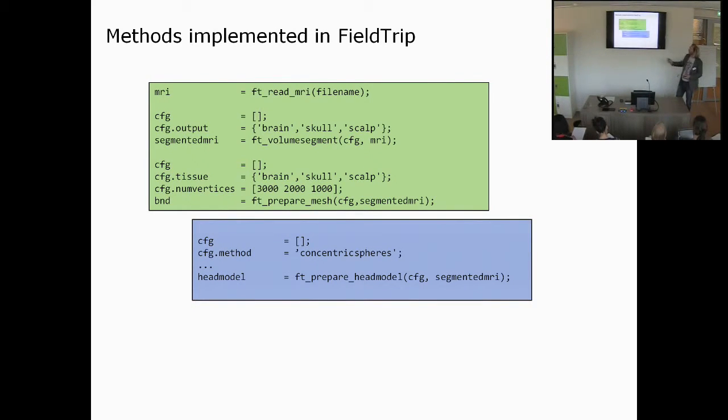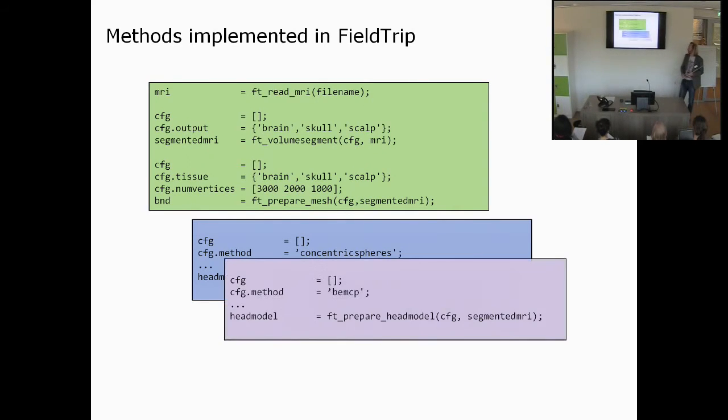If we have these meshes, we can either use cfg.method concentric spheres using ft_prepare_headmodel. What this will do is it will just fit 3 concentric spheres, one to each of the surfaces. That allows us to use the analytic solution for the EEG.